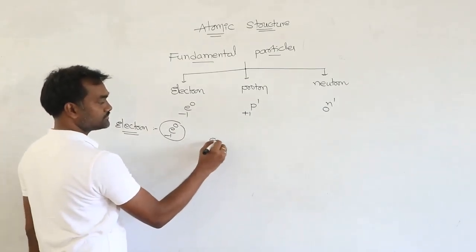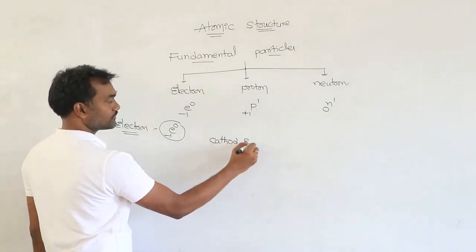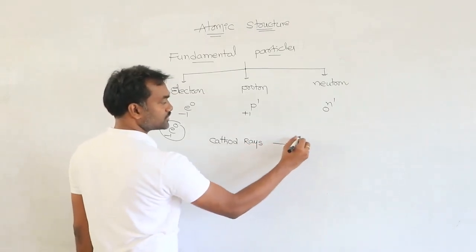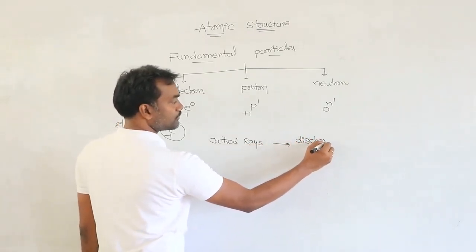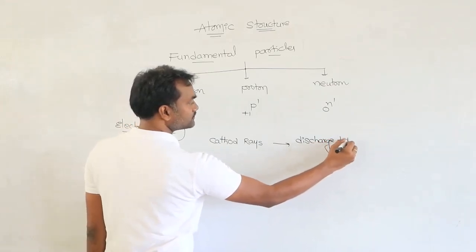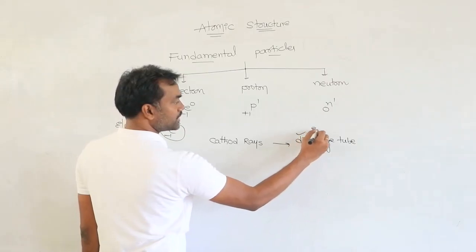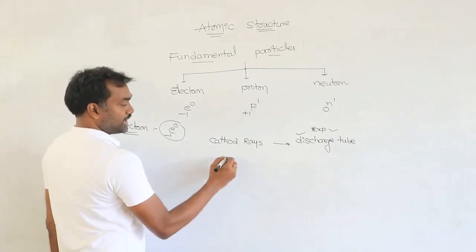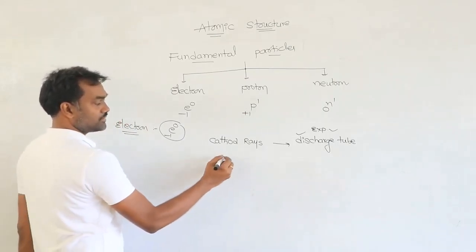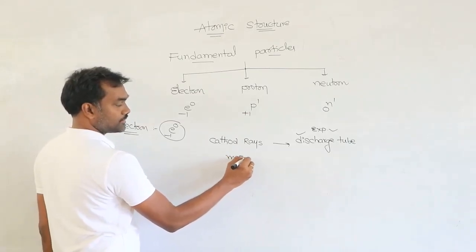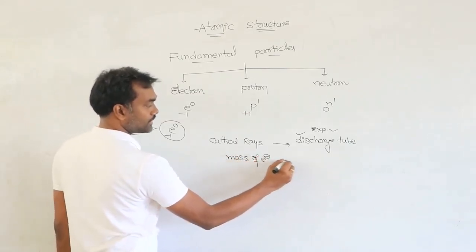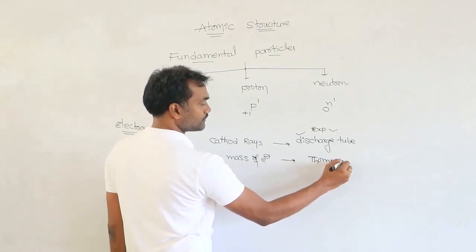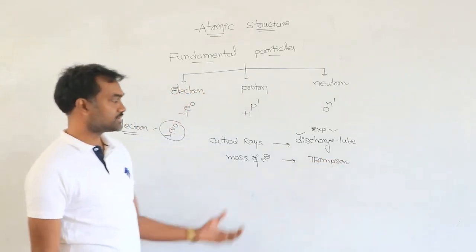These are called cathode rays. We will also discuss this using the discharge tube, where we can experimentally identify the electrons. The electron name was given by Stoney, but the mass of the electron was explained by Thomson.